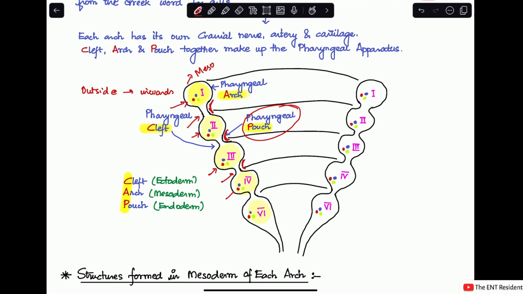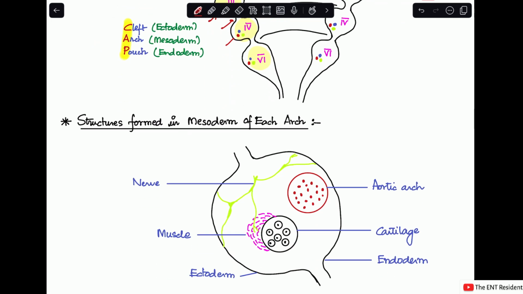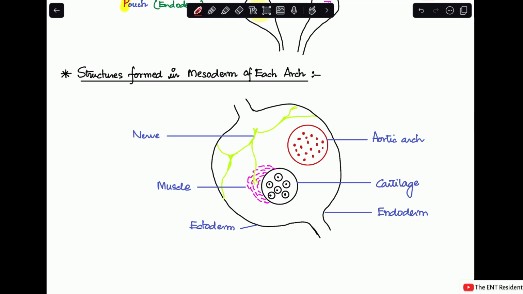So now we know the ectoderm forms the pharyngeal cleft, which is the outermost structure. The middle structure is the pharyngeal arch, which is formed from mesoderm, and the mesoderm itself has the cranial nerve, artery, and the cartilage. And the innermost lining is the endoderm, which forms the pharyngeal pouch. Next, we'll be discussing the structures which are formed in the mesoderm of each arch.